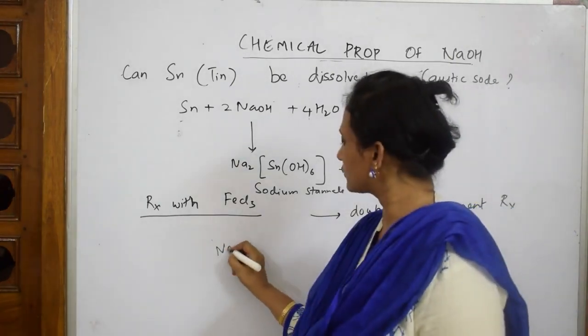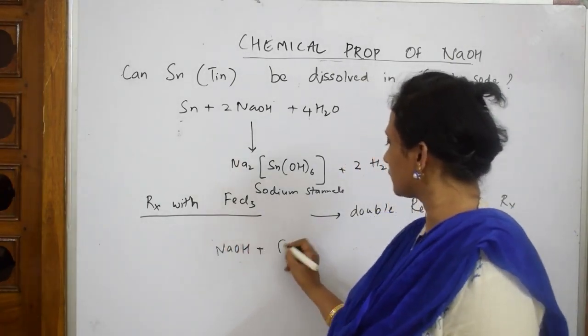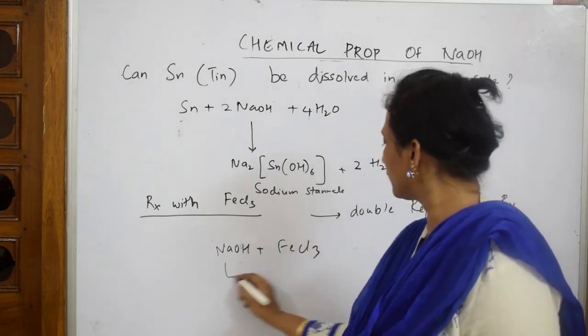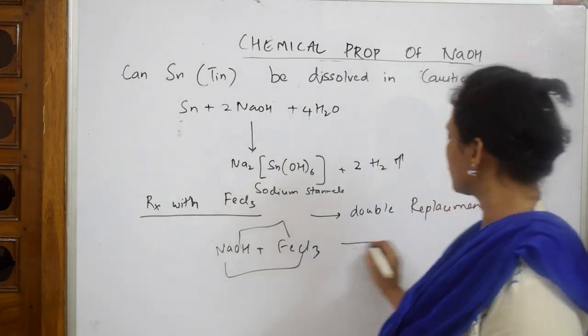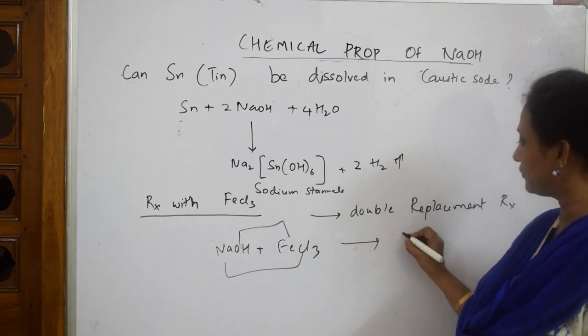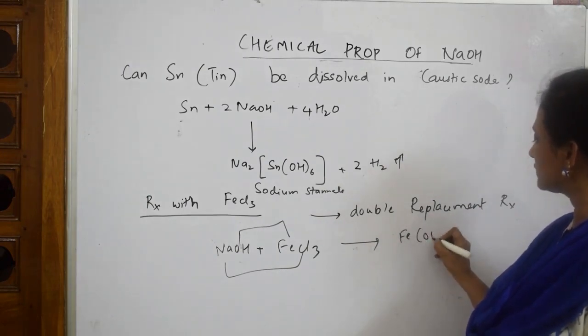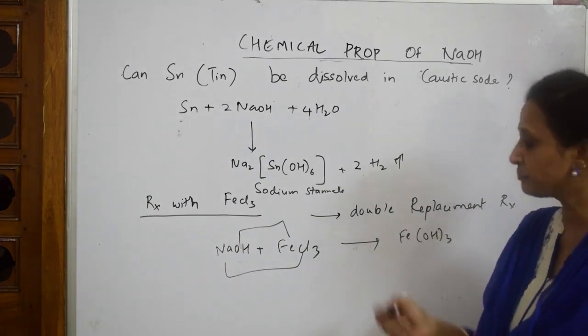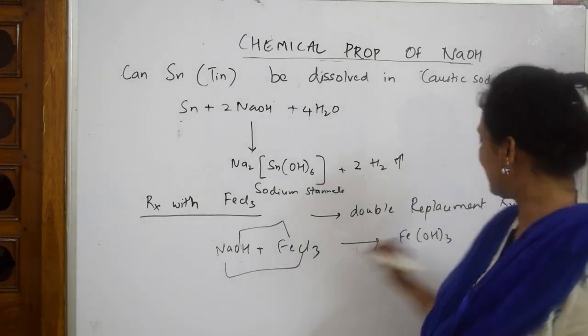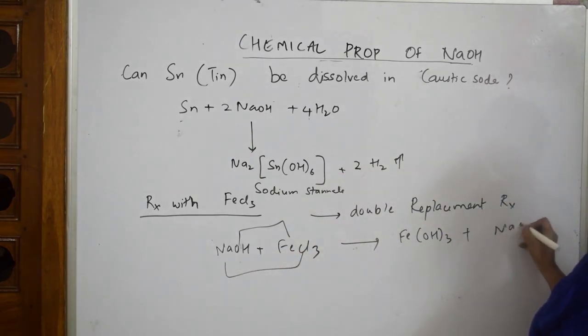So sodium hydroxide, you're going to dissolve it in ferric chloride. What do you get? You're going to get NaCl and ferric hydroxide. So what is the valency of ferric? It is Fe(OH) taken thrice, ferric. Then NaCl will be the leftover product.